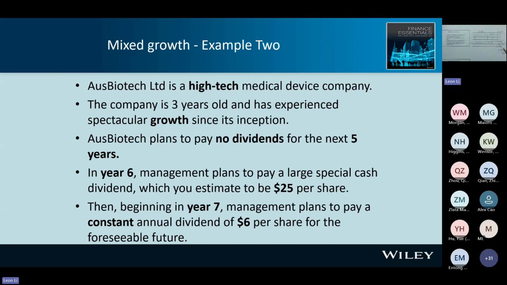So D7 is $6, right? And R minus G. In this example, our G is 0, constant dividend. All right, G is 0, and R is 0.12. So I have P6, and I have D6, right? Then bring them to today, present value, to now. Please note, I will change the data. I hope you understand the concept. All right.